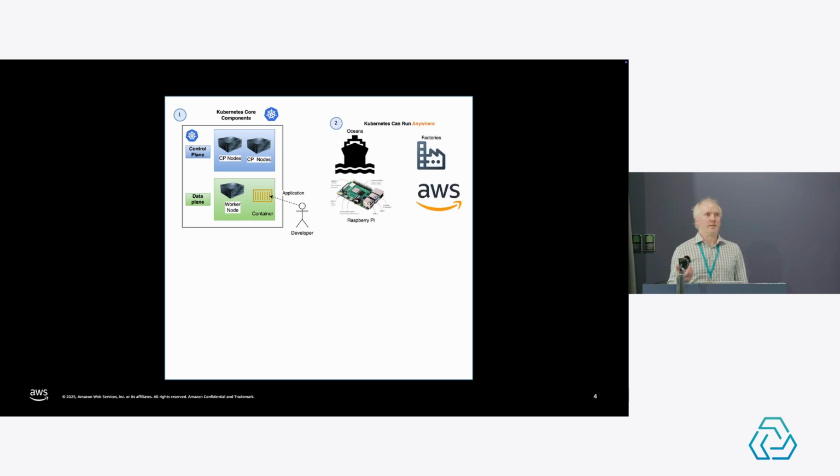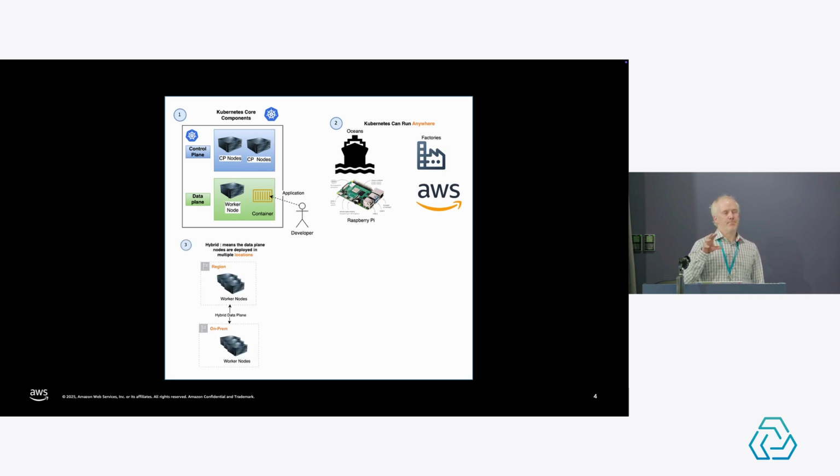You can run EKS anywhere. We have customers running EKS on cruise ships travelling through the Antarctic. We have customers running Kubernetes on-premise on the factory floor. You can even run Kubernetes on a Raspberry Pi with K3s. And of course, you can run Kubernetes on AWS. So the point here is you can run Kubernetes anywhere you like.